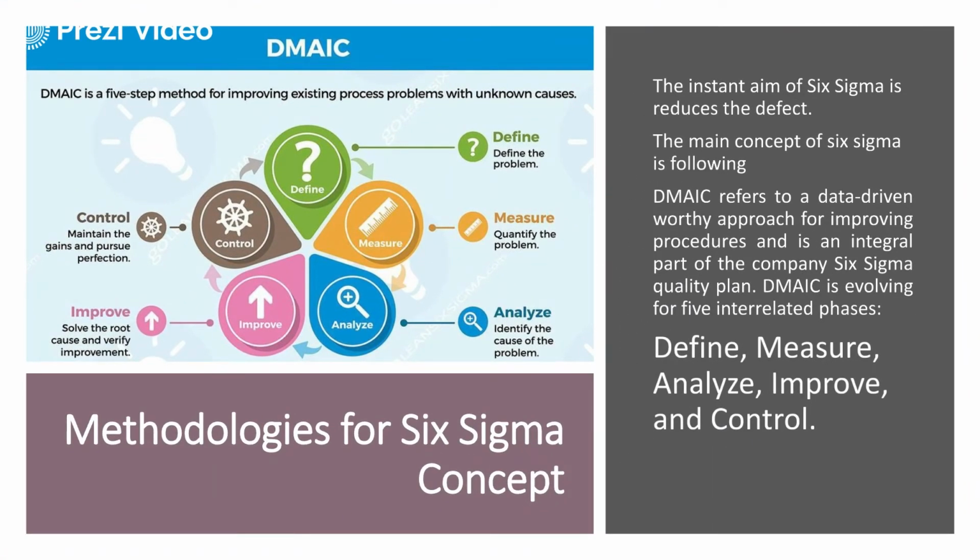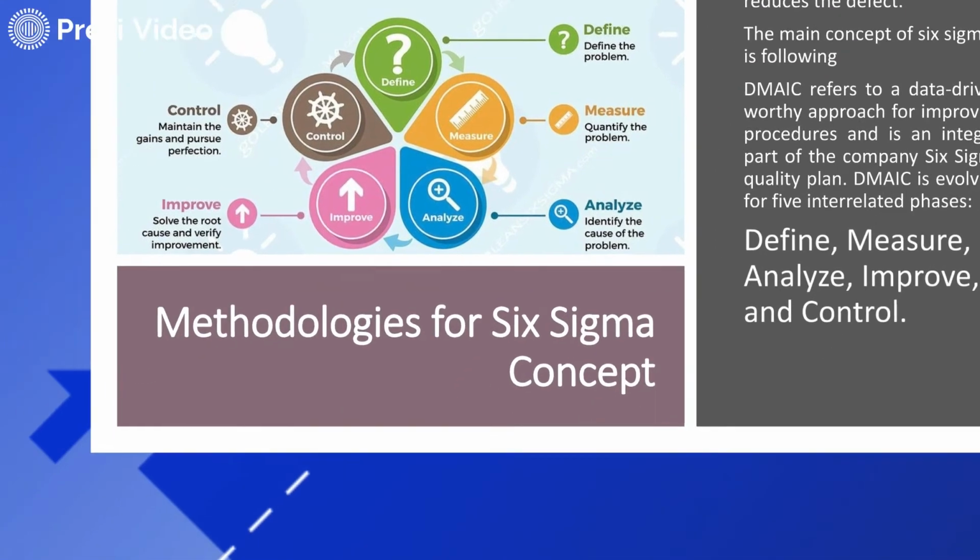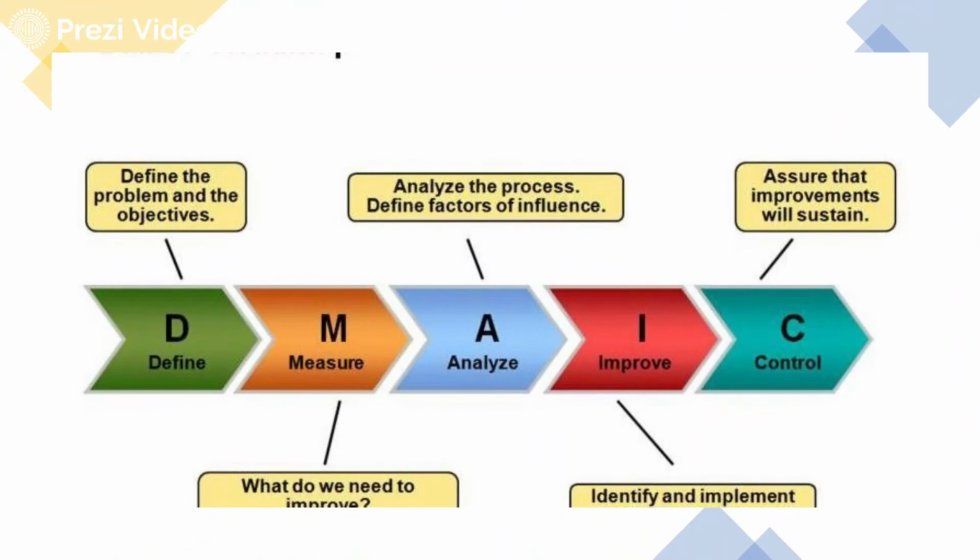So DMAIC is a 5-step method for improving existing process problems with unknown causes. It basically refers to a data-driven approach for improving procedures and is an integral part of the company's Six Sigma quality program. DMAIC involves 5 interrelated phases: define, measure, analyze, improve and control. So you simply have to remember DMAIC. Okay. Next we move on to another part.